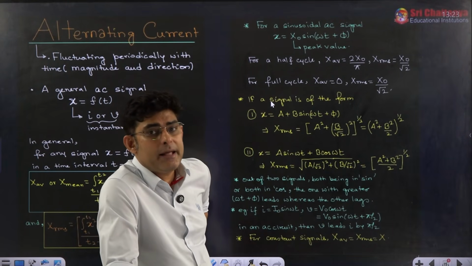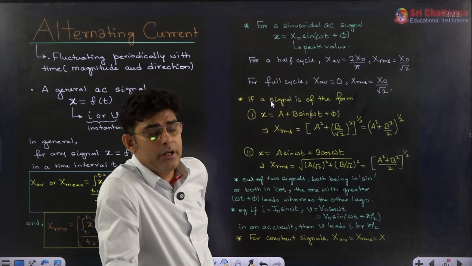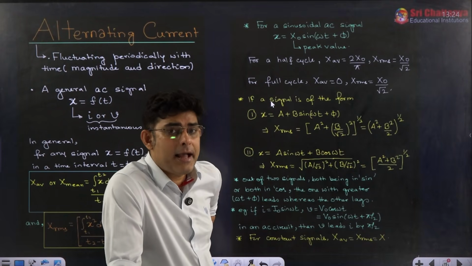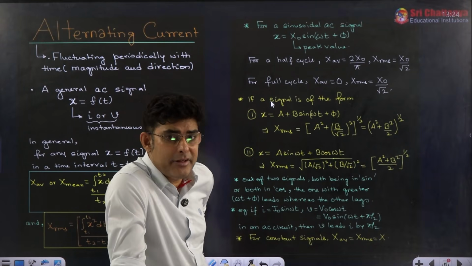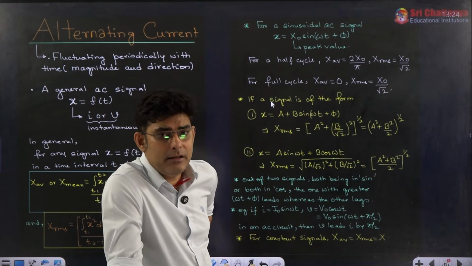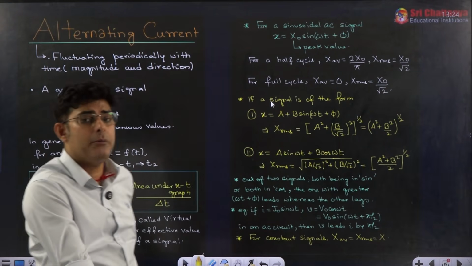Now if you have two signals and both are in sine or both are in cos, when you subtract their phase angles, we get what is called the phase difference. Whichever has the larger phase angle compared to the other, we say that signal is leading, and whichever has the lesser phase angle, we say it is lagging. For example, cos and sine: cos always leads sine by pi by 2.